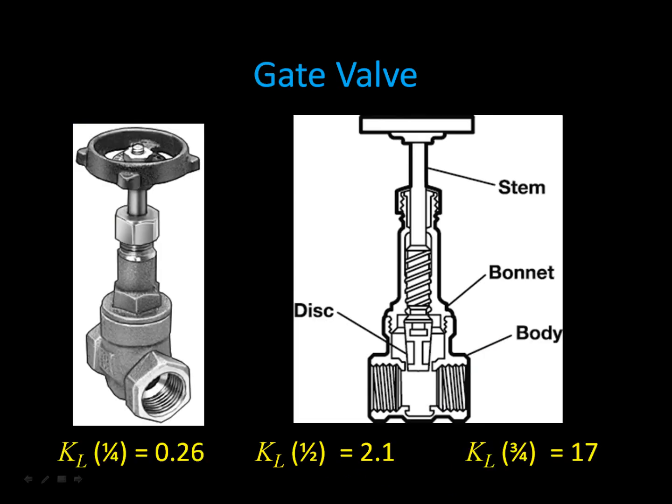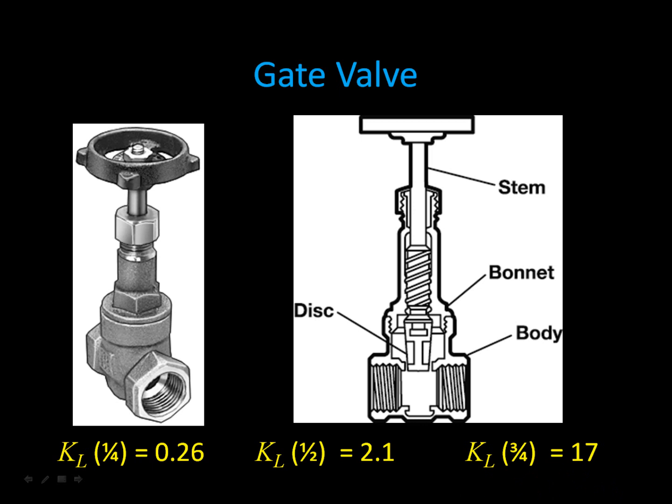Compare that to a gate valve, and a gate valve depends on how open or closed the gate valve is. So a gate valve is literally just going to move this gate up and down as I rotate the stem. And you can see if I'm a quarter way full, my loss coefficients are quarter way down, I should say, blocking the flow. It's 0.26 as opposed to halfway down, which is 2.1. If I'm 3/4 of the way, this gate's closed, it's 17.